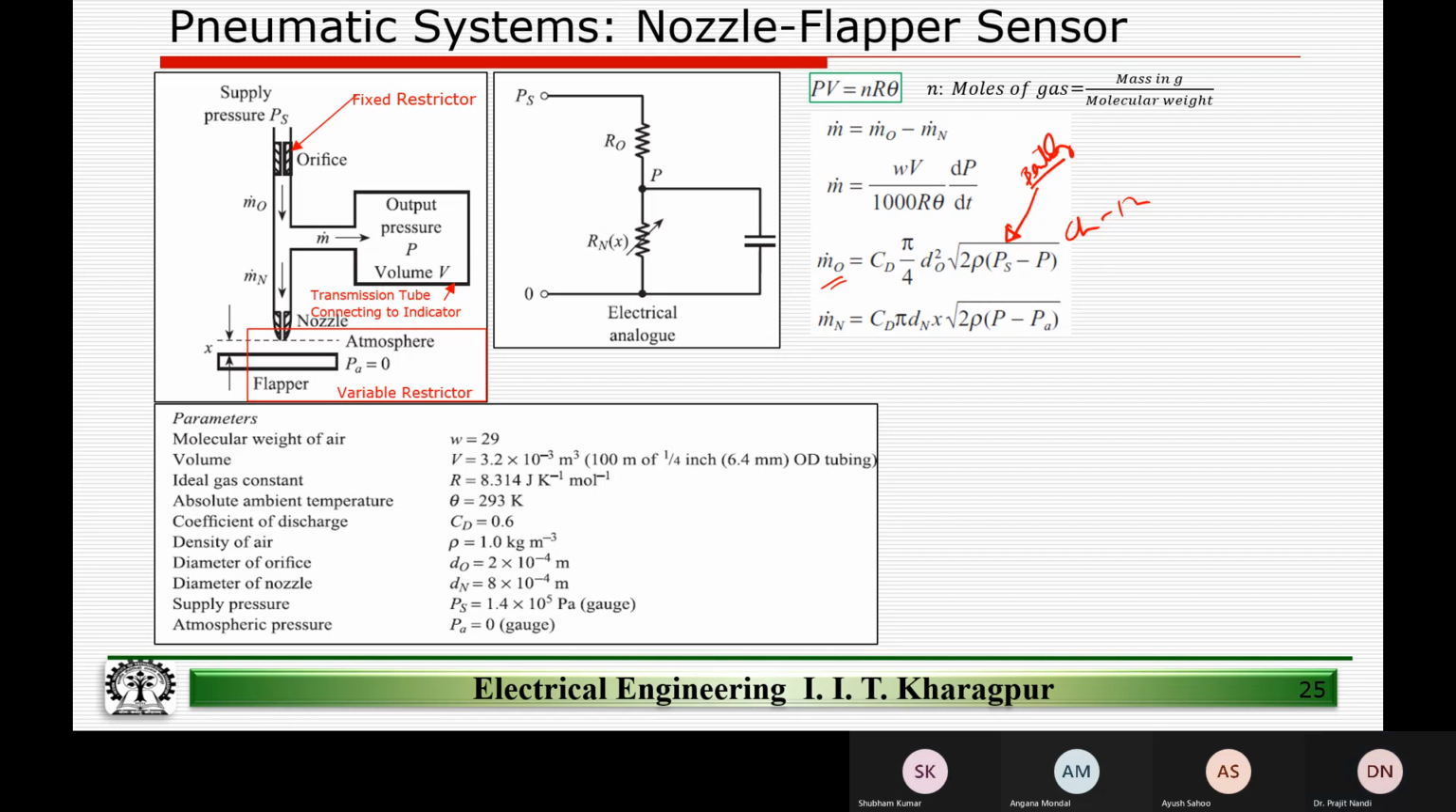So if you see here, the change in mass is given by CD, the discharge coefficient, multiplied by the area of the orifice, multiplied by the square root of the density and PS minus P. So the difference in pressure across the orifice is PS, the supply pressure, and the pressure at this point. So this part of the expression you can look into Bentley chapter 12 and see how they have derived it. And by the same token, please understand what is going on here. This is not as straightforward as this orifice.